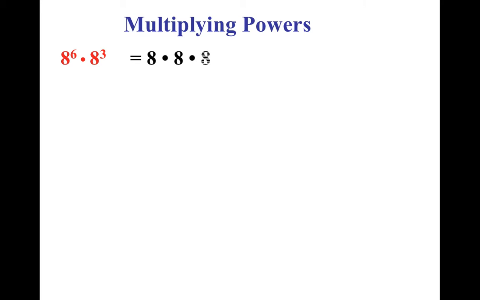Well, think about it. 8 to the 6th would be 6 eighths, and 8 to the 3rd would be 3 more. How many are there total? 9. So the answer would be 8 to the 9th.